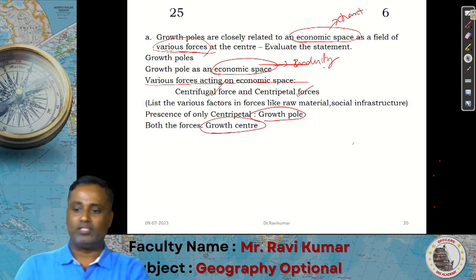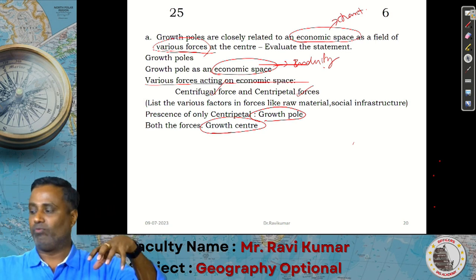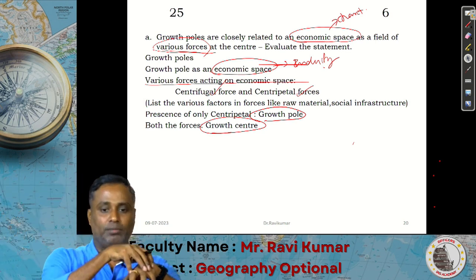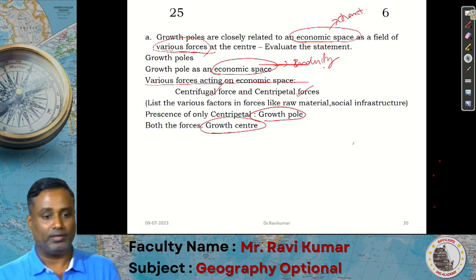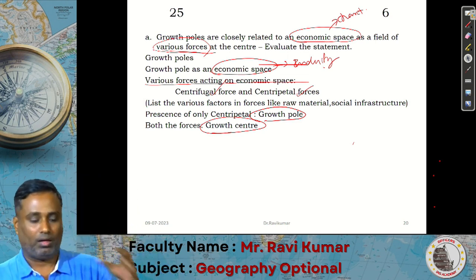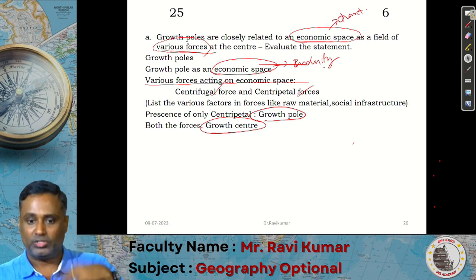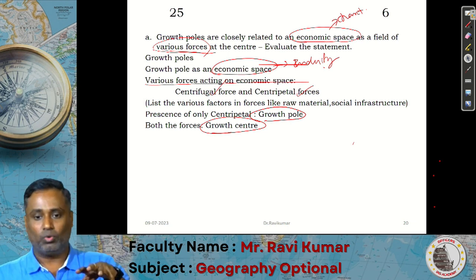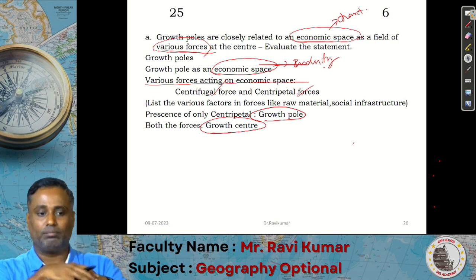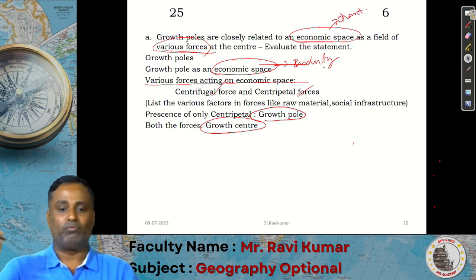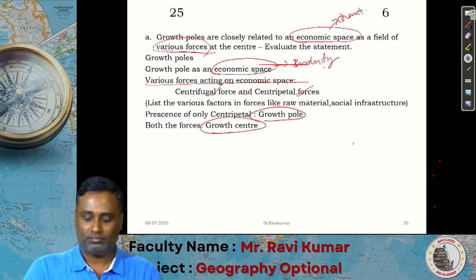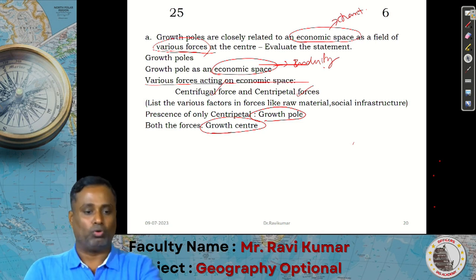We can give a growth pole example where the outside influences the industry, but the centrifugal force does not influence the outside. For example, Bhilai industry. Only the Bhilai industry is developed, but Bhilai city is not developed. So the centripetal force influences the industry for development, but the centrifugal force from the industry does not influence the outer place. So still it is a growth pole only.